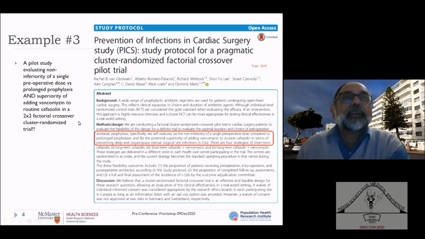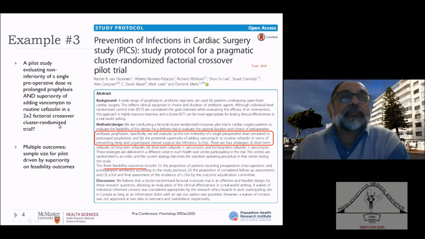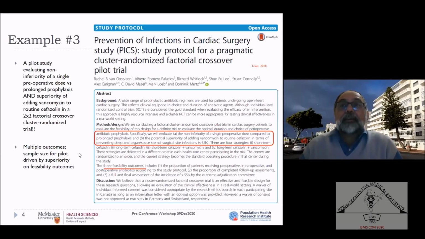non-inferiority trials. My third example before I start is a pilot study evaluating the non-inferiority of a single preoperative dose of vancomycin versus prolonged prophylaxis, and superiority, and their sample size was driven by superiority on feasibility outcomes. So non-inferiority trials are being used widely.